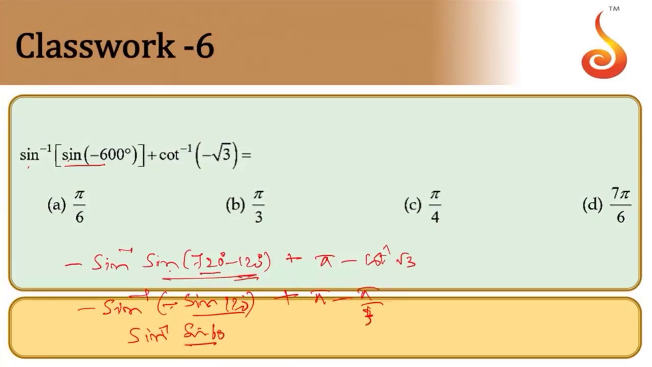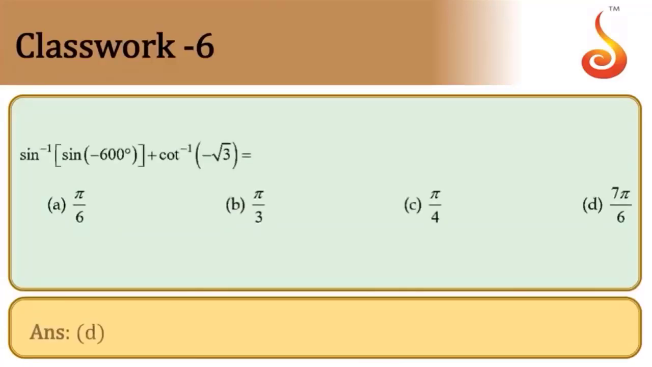So pi by 6, sorry, it is pi by 3. Sin inverse of sin 60. Therefore 60 degrees is pi by 3. That is equal to pi by 3 minus pi and minus pi by 6 plus pi minus pi by 6. That is equal to pi plus pi by 6, which is equal to 7 pi by 6.